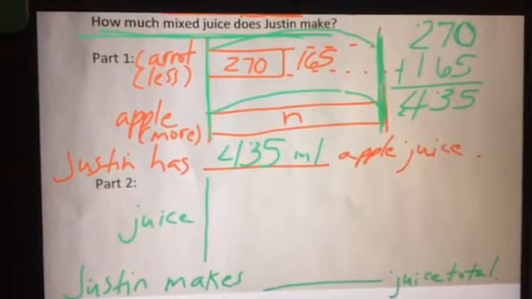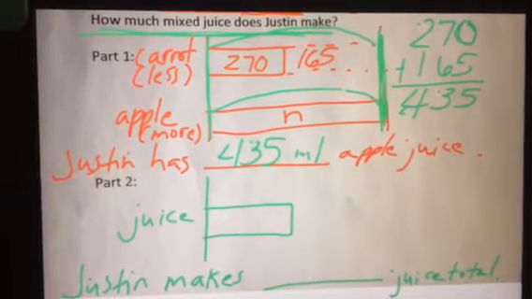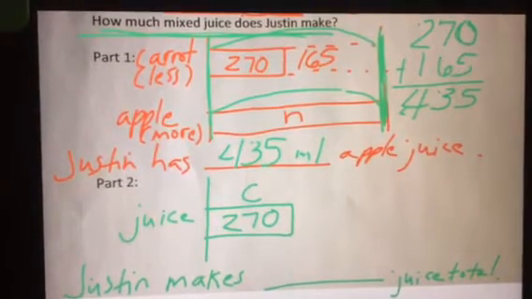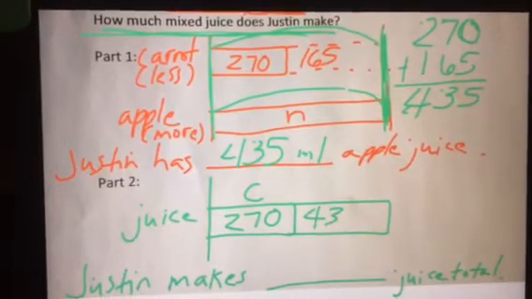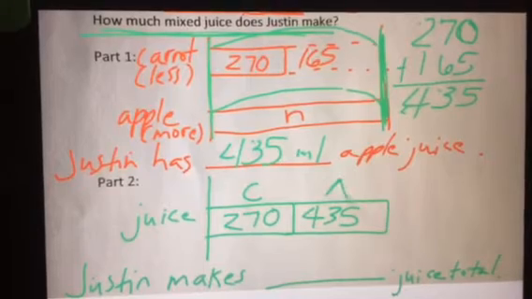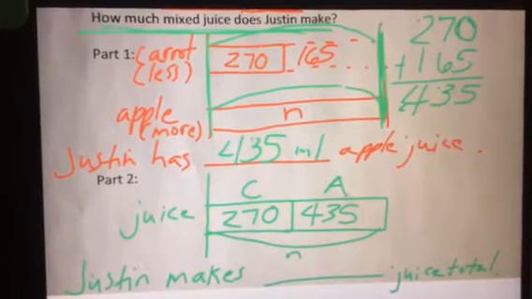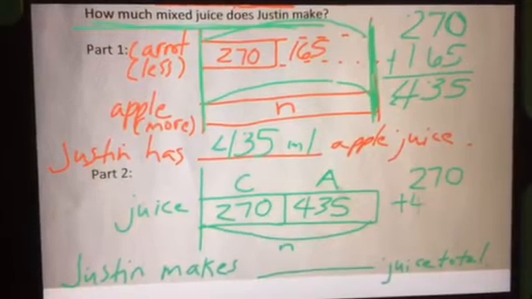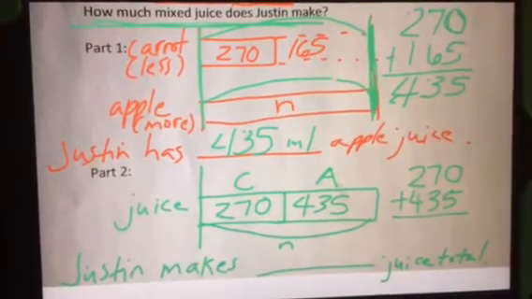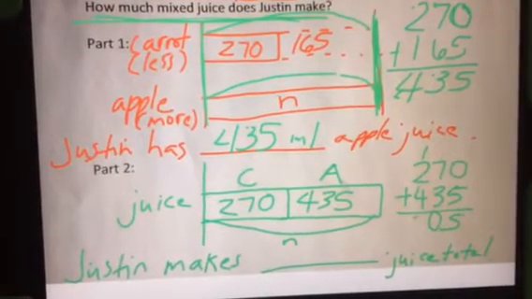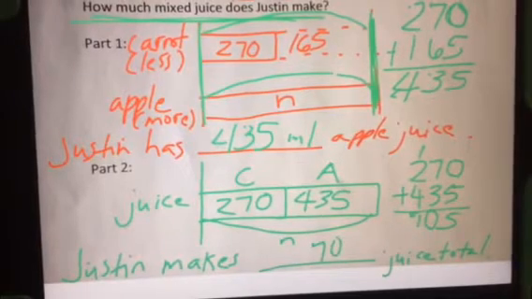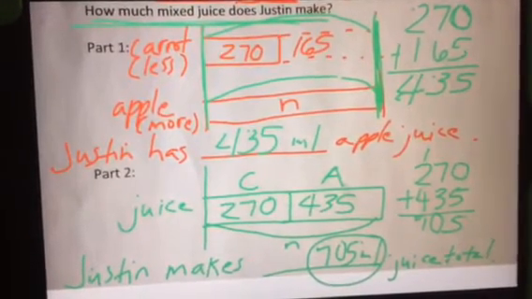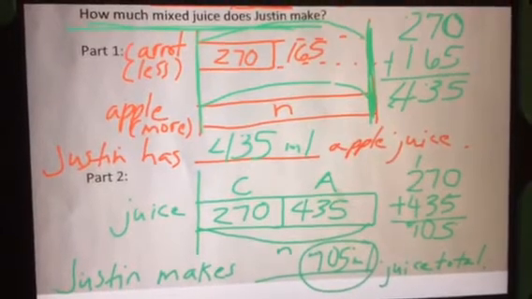So again, go to part 1. We already know that there were 270 milliliters of carrot juice, and we found out that there were 435 milliliters of apple juice, and the total number is our unknown. So again, simple part-whole. Let's add 270 plus 435 together, and it would be 705 milliliters of juice all together. That sounds delicious. Does it make sense? Yes, you're adding the two parts together to make the whole.